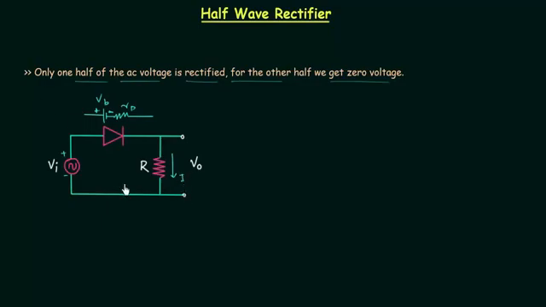I will use Kirchhoff's voltage law and try to obtain current I. We have plus Vi minus VB minus IRD, because drop across the diode resistance is equal to IRD. Then we have minus IR, drop across the load resistance, equal to 0. So current I is simply equal to Vi minus VB divided by RD plus R. This is the value of current I.